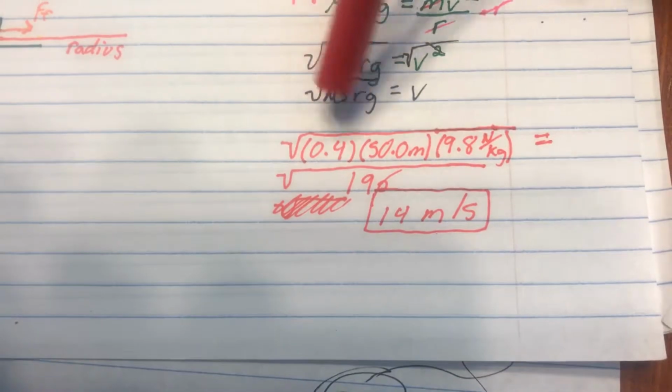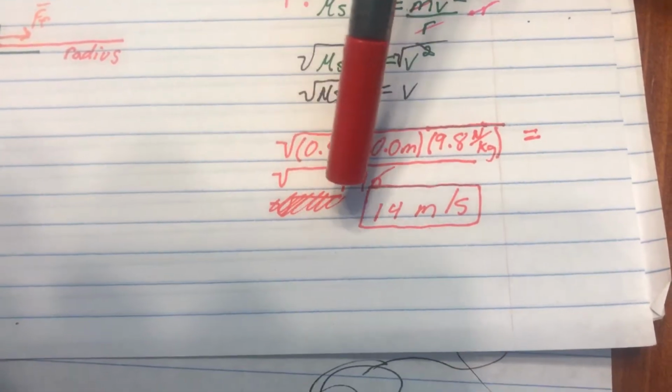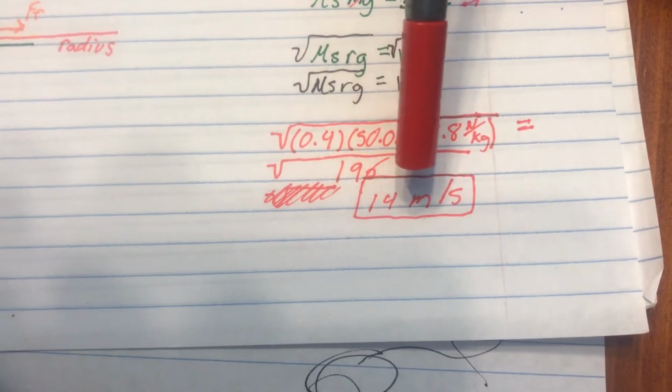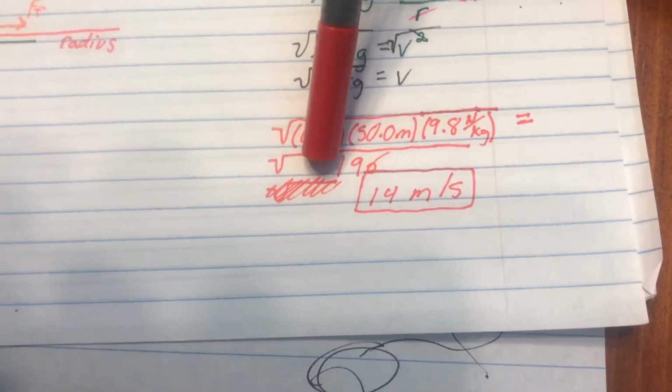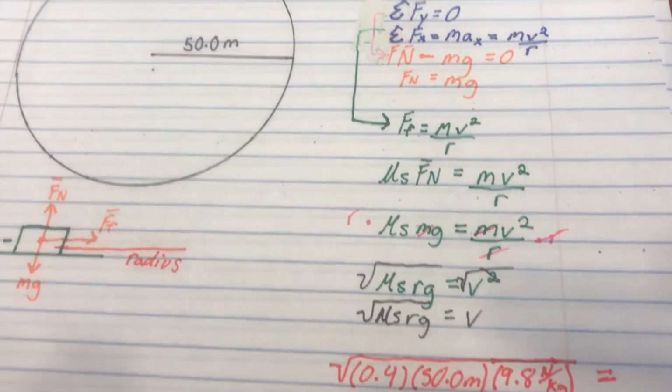And then I plugged in what I knew, and that gave me the square root of 196. I took the square root, and that's 14 meters per second. That is my circular motion problem.